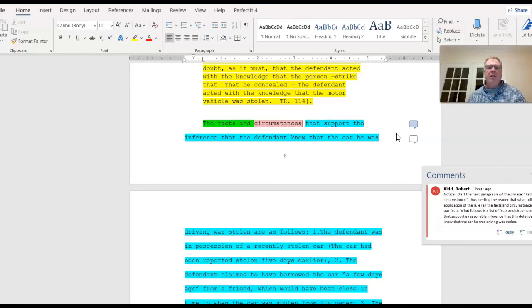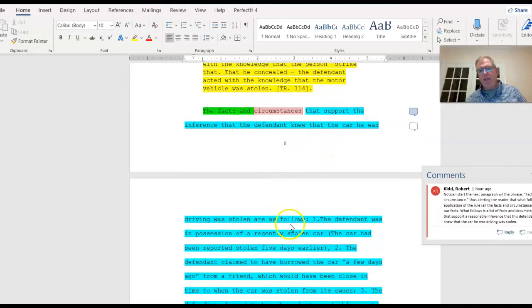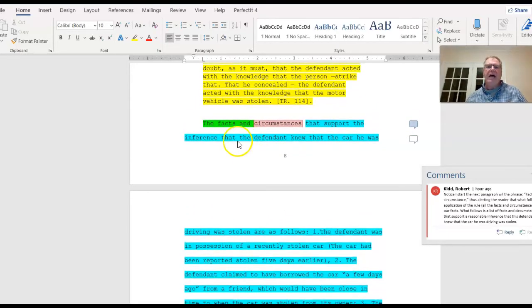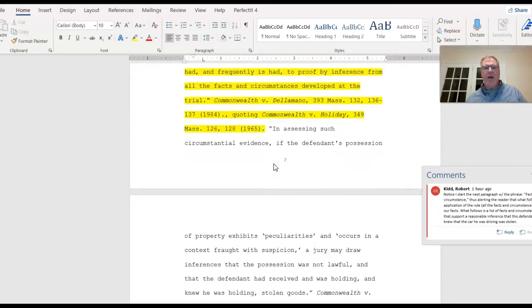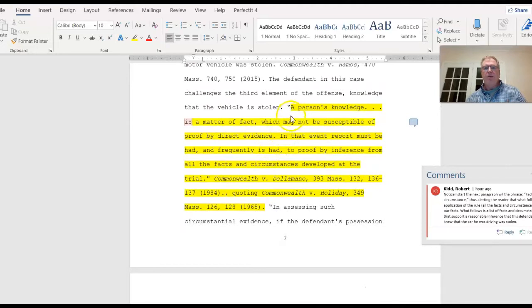Anyway, you notice here that I start my analysis section with "the facts and circumstances that support the inference that the defendant knew the car he was driving was stolen are as follows." Notice I use that phrase, the facts and circumstances. Where does that come from? We go back up here, and it comes right here. It comes from the rule.